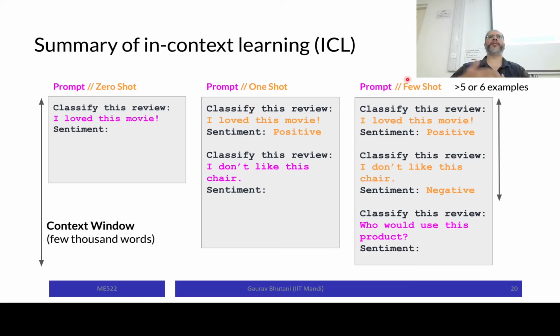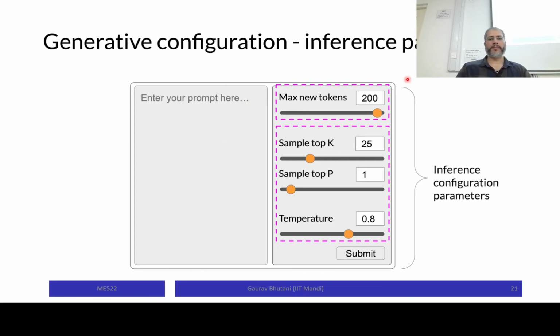If you give too many shots, well, the context window is not big enough, then you cannot feed all the information as an input. There are some configuration parameters that you can change. So, for example, there is a parameter called max new tokens.